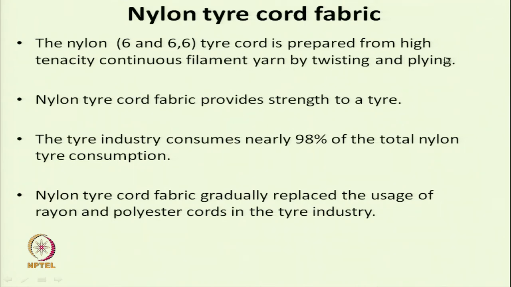Tire cord is prepared from high tenacity continuous filament yarn by twisting and plying. Nylon tire cord fabric provides strength to a tire. The tire industry consumes nearly 98% of total nylon tire consumption. So, nylon tires basically are gradually replacing the rayon and polyester cord in the tire industry. So, the majority of the tire cords used are nylon.